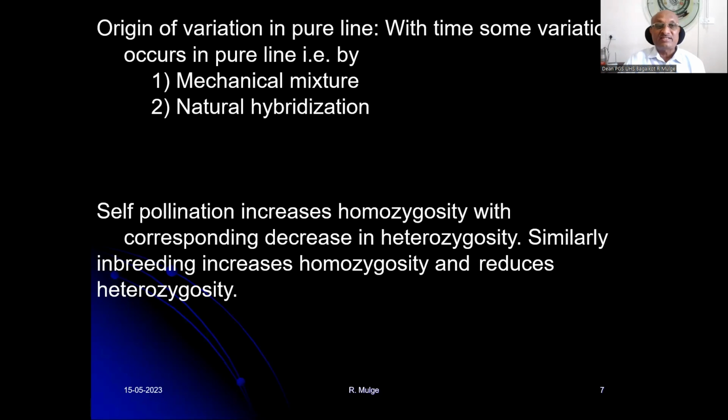Self-pollination increases the homozygosity with a corresponding decrease in the heterozygosity. Similarly, inbreeding increases the homozygosity and reduces the heterozygosity. That you know. Inbreeding is used for cross-pollinated crops, and self-pollination is used for self-pollinated crops.